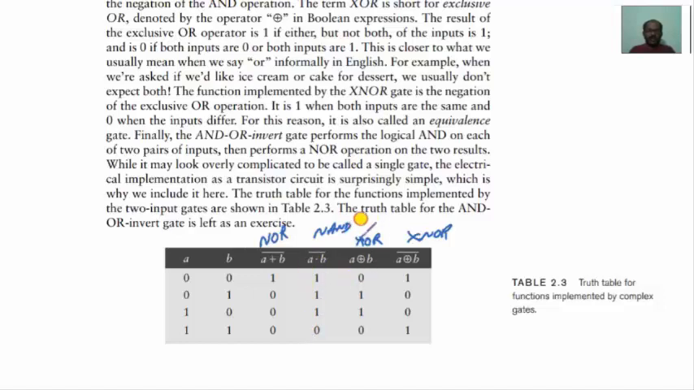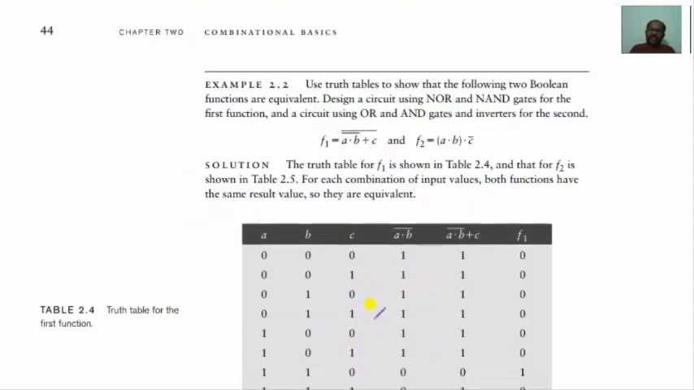XOR gate, whenever my inputs are different, only then will I get output as 1. For 00 and 11, I will get zeros only. XOR gate complement is XNOR gate, used as an equality detector. For the 00 combination and the 11 combination I will get 1, and in the rest of the cases I will get 0. This is the truth table for NOR gate, NAND gate, XOR gate and XNOR gate.